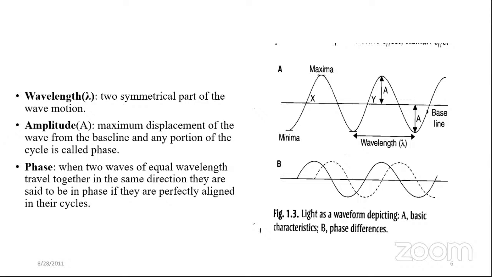And phase: when two waves of equal wavelength travel together in the same direction, they are said to be in phase if they are perfectly aligned in their cycle.